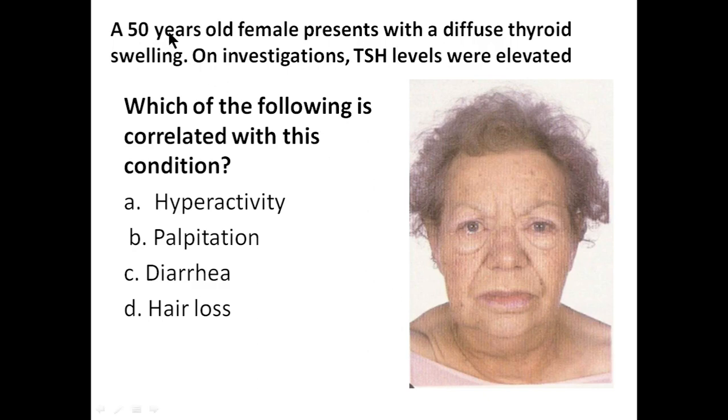A lady with Hashimoto. The question is a 50-year-old female presents with diffuse thyroid swelling. TSH levels were elevated. Which of the following is correlated with this condition? Hashimoto with hyperactivity? Of course not, the opposite, hypoactivity. Palpitation? Of course not, the opposite, bradycardia. Diarrhea? Of course not, the opposite, constipation. Hair loss? Yes. Hashimoto comes with hair loss. Go for D.